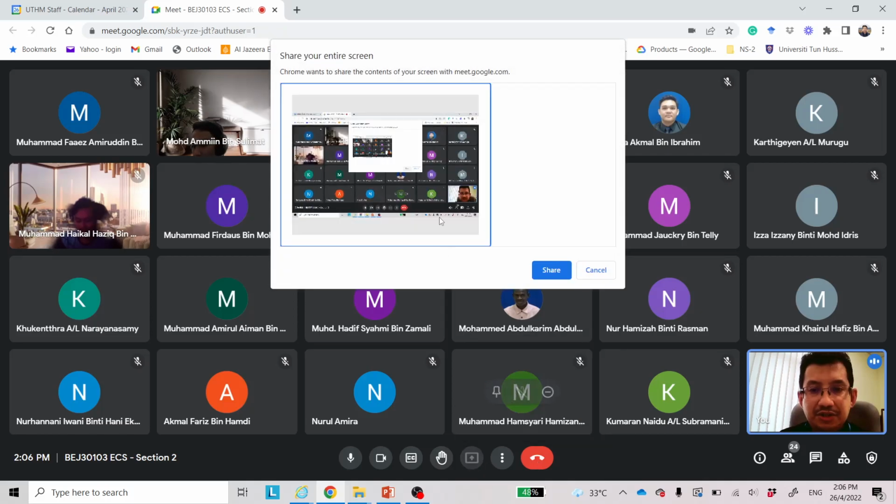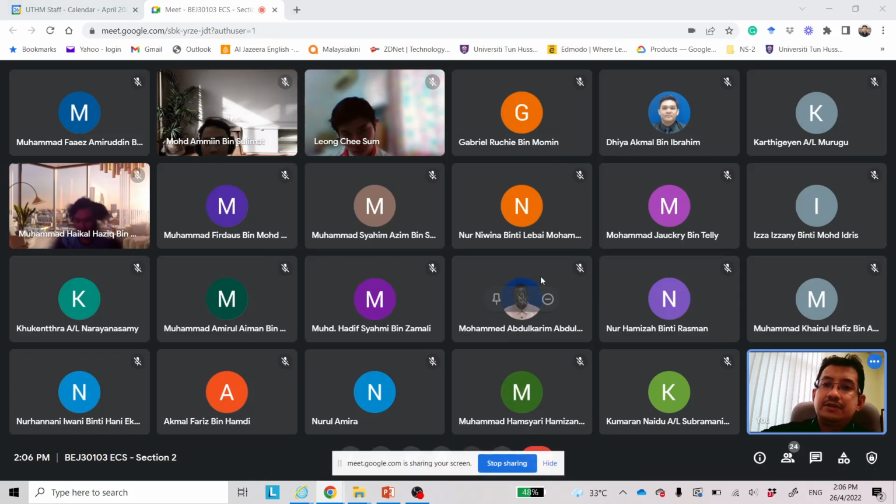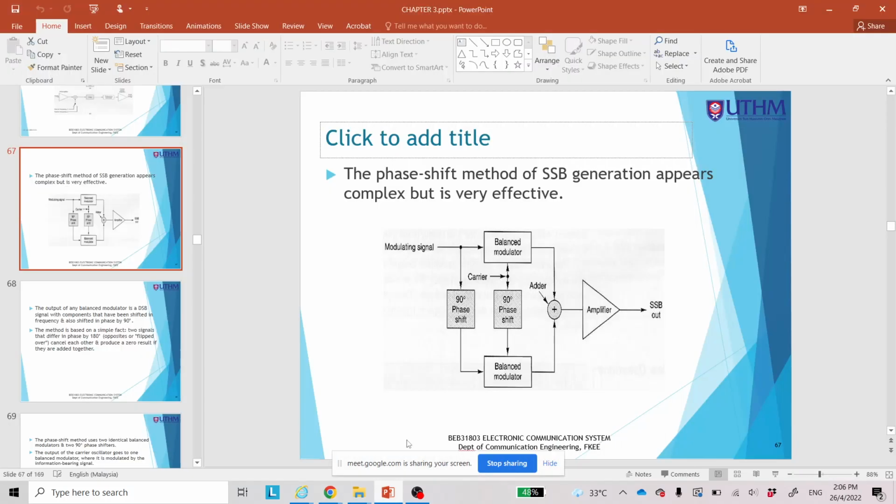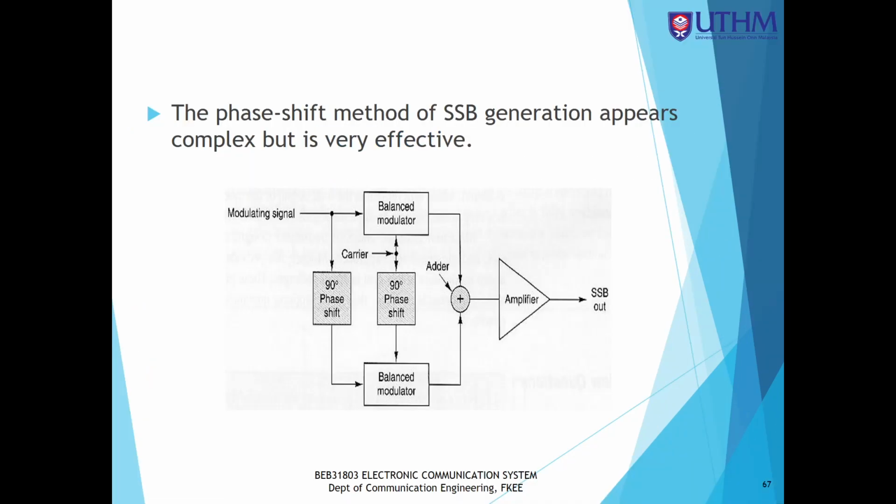I will share my screen. Okay, can you see my screen? Can you hear my voice? Can I get your response? Boleh nampak screen saya? Boleh dengar suara? Is my voice clear? You can hear my voice clearly or not? Yes, Doctor. Okay. Thank you for the response.